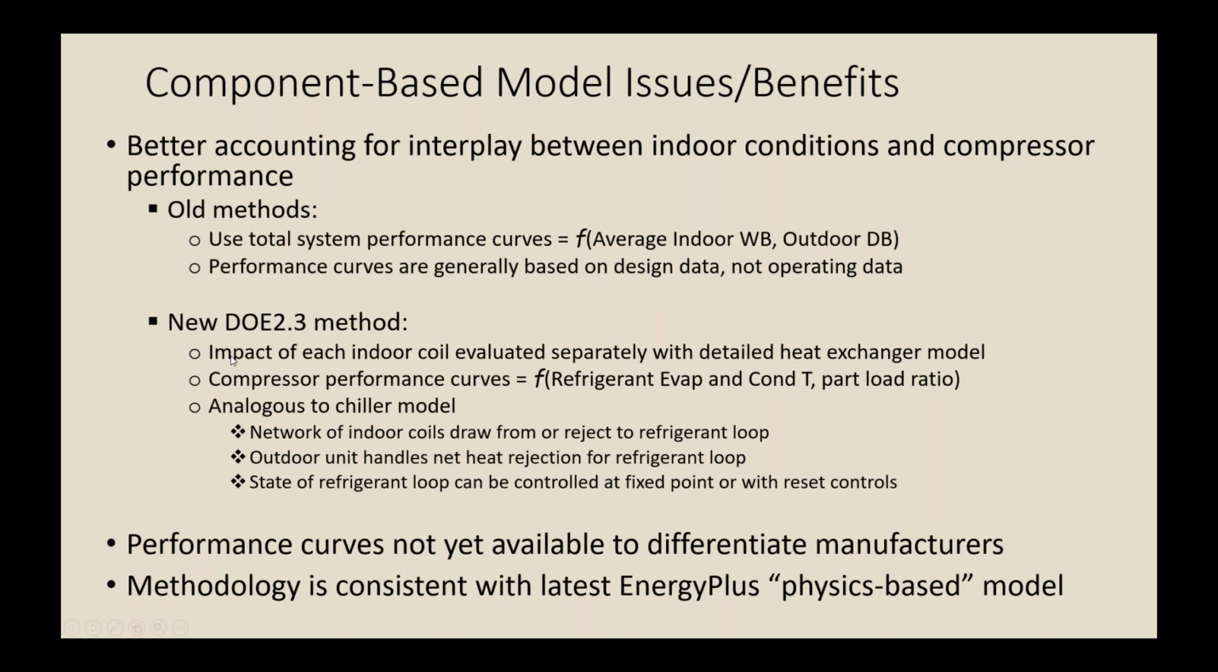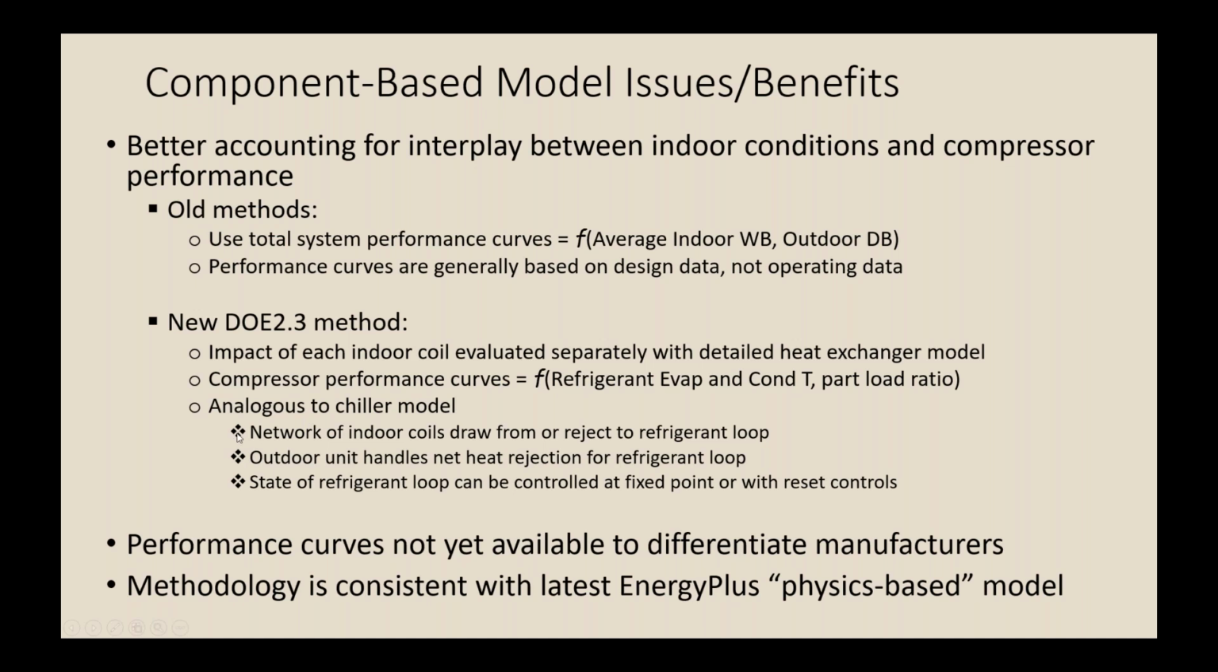In the new DOE23 method, the impact of each indoor coil is evaluated separately in the calculations. And it uses this detailed heat exchanger model that accounts for indoor humidity and temperature in the hourly calculation. So it's a fairly accurate and more detailed model than what was done in the past. Also, the compressor performance curves are given in terms of the actual refrigerant temperatures rather than as an overall system curve that is based on temperatures of the air. And so that's a different approach.